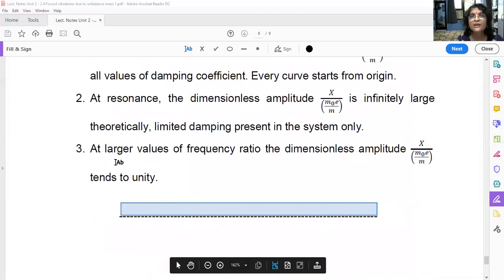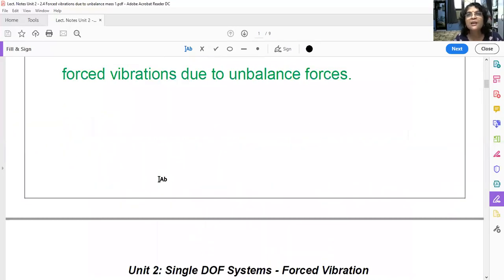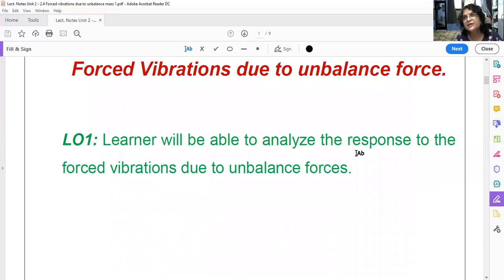So, understood now what was our learning outcome? Your learning outcome was: the learner will be able to analyze the response to forced vibration due to unbalanced forces. So how was the response? Whatever graph we have studied, that was the response of the system.